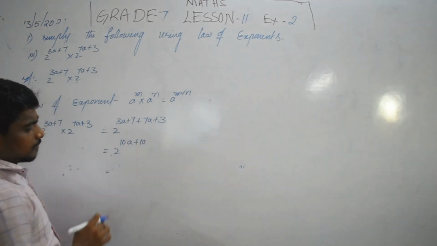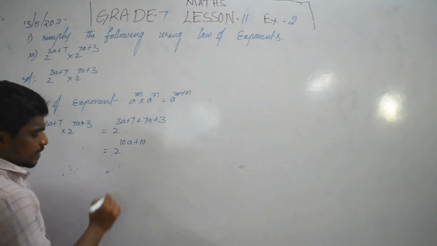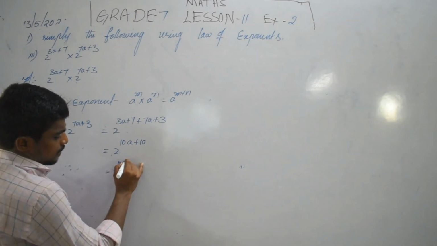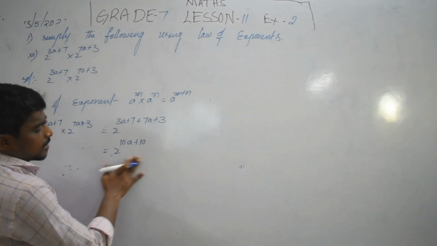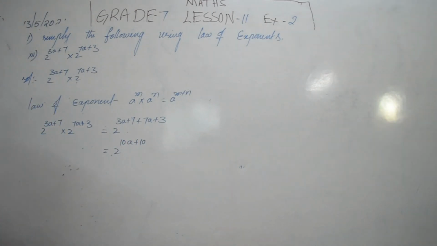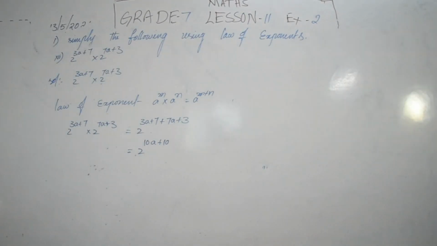Here we take the common factor. 2 power 10 a plus 1, or you can do it as you wish: 2 power 10a plus 10. Like this, the answers can be written in several ways. So next one.